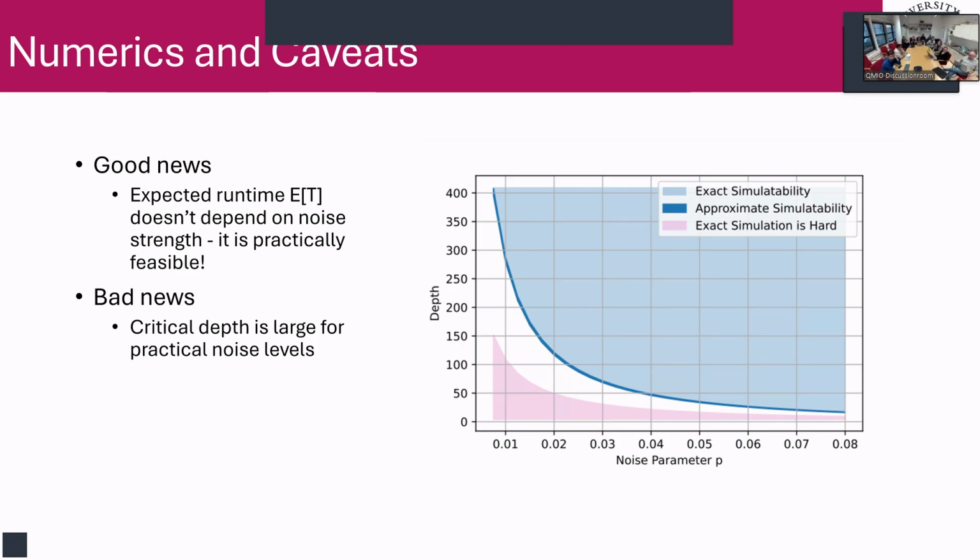Sorry, I cannot parse this. You say it's practically feasible, and then the critical depth is large for practical noise levels. The critical depth will depend on the noise level, right? Yes. Then also the expected runtime will depend on the noise level, because you have to go to the critical depth. So once you pass the critical depth, it doesn't depend on the noise level anymore. Ah, okay, I see. And then it's practically feasible. You mean just that it's in principle possible, but this may still be very hard to do in practice.